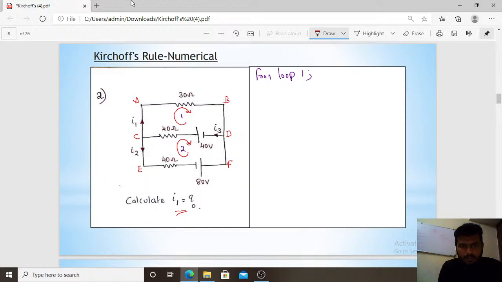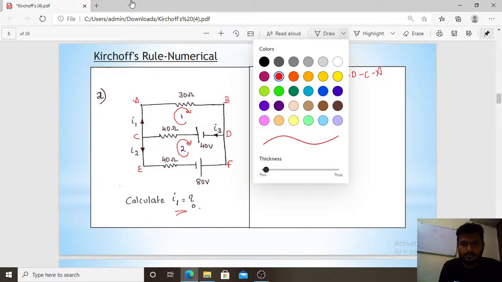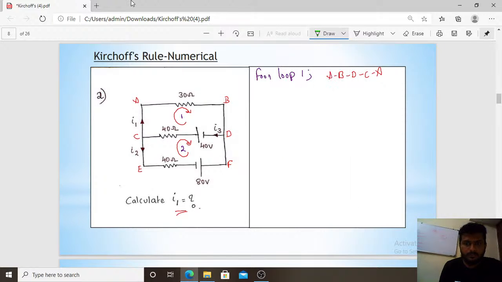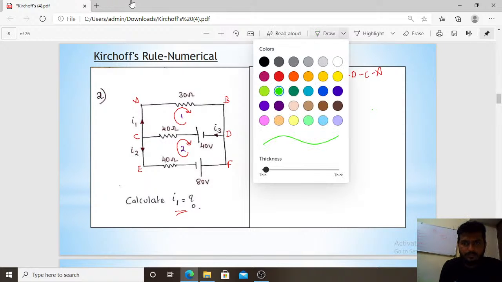So you have to take it like A to B to D to C to A, right? Why can't I take A, C, D, B, A? No, because my direction is from A to B, B to D, D to C to A. So then I have to write it like this only. Now I write the equation for it. So how can I write?